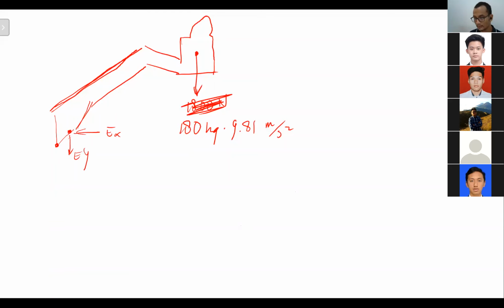Then at point D, remember just now you told me that DC is a two force member, right? We discussed DC just now. DC is a two force member. If it's a two force member, should I put it as X and Y?